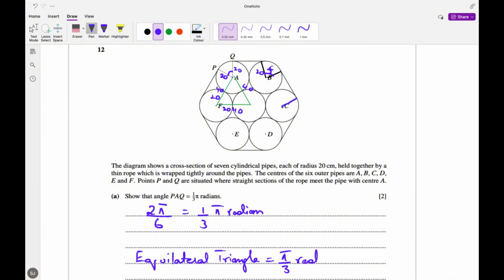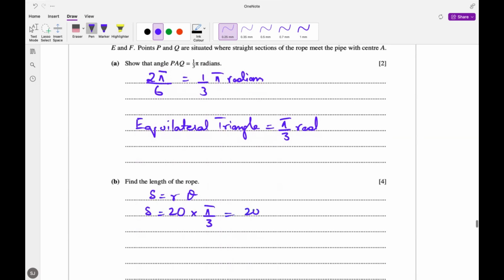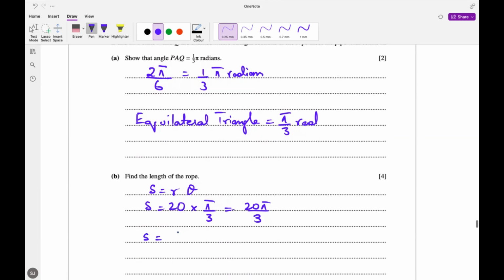So making a sector around each of these circles, I will have a total of 6 sectors. We can first find the arc length around each of these sectors and then find the length of the straight lines. Now the arc length is given by the formula s equals r theta. R is 20 and theta is pi by 3, so that will become 20 pi upon 3. As there are 6 arcs, the total arc length will become 20 pi upon 3 multiplied by 6, which is equal to 40 pi.